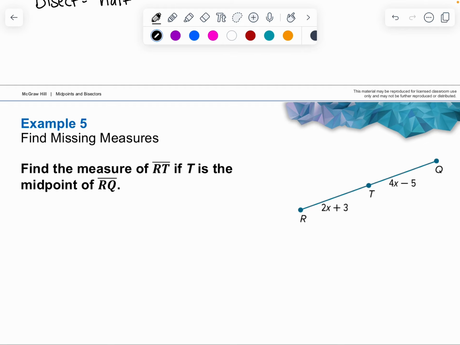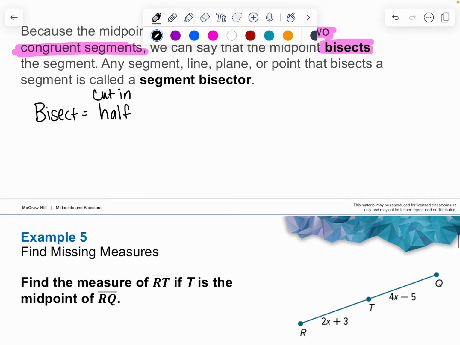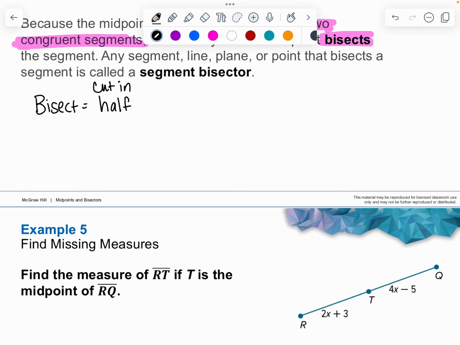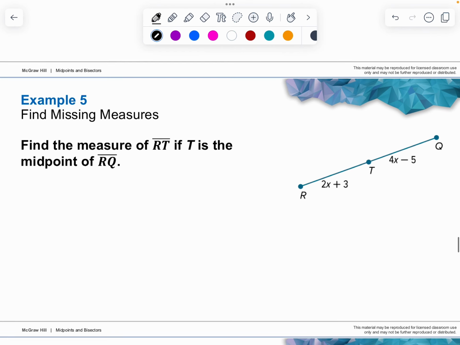So, keep that in mind. Sorry, I just want to harp a lot on it apparently, but we'll keep coming back to it. So now we see this. It says, find missing measures. Find the measures of RT if T is the midpoint of RQ.